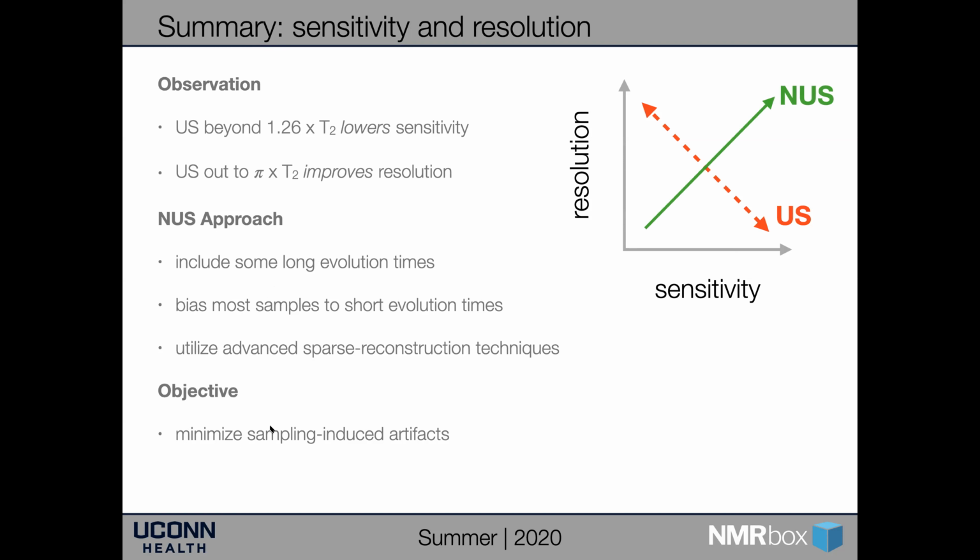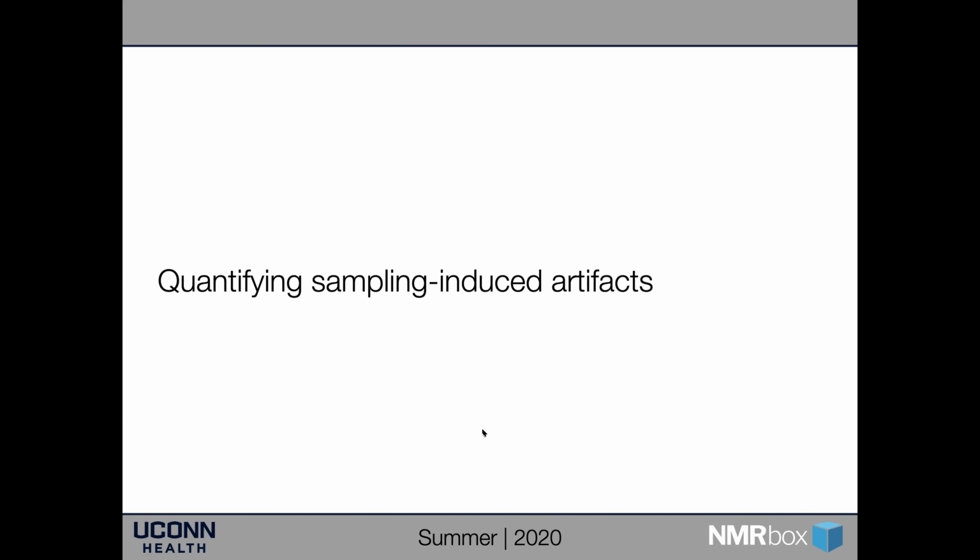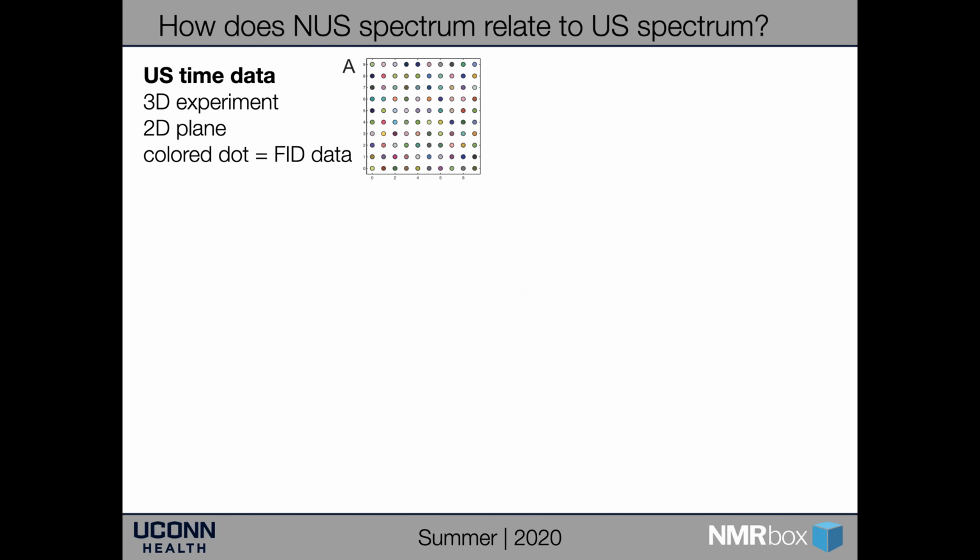So if we want to be able to do that, we're going to need a way to quantify those sampling-induced artifacts. So let's start off here with an overview of a non-uniformly sampled experiment and ask the question, how does that NUS experiment relate to the equivalent uniformly sampled experiment?